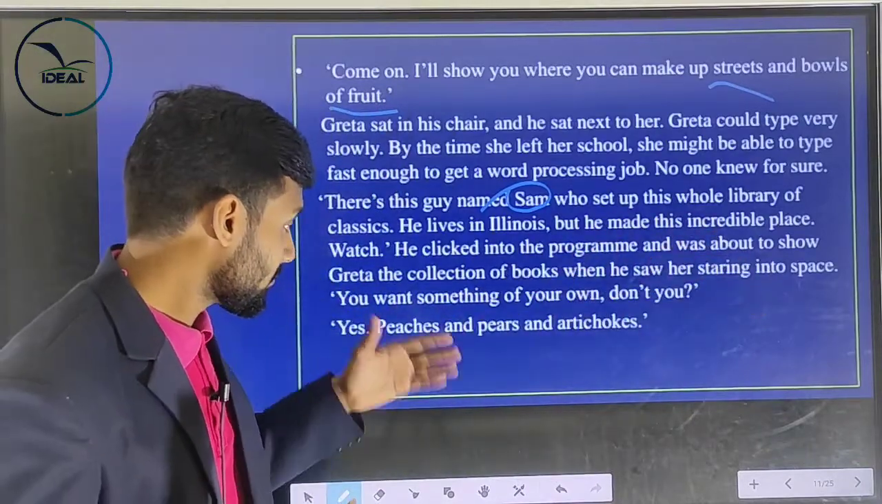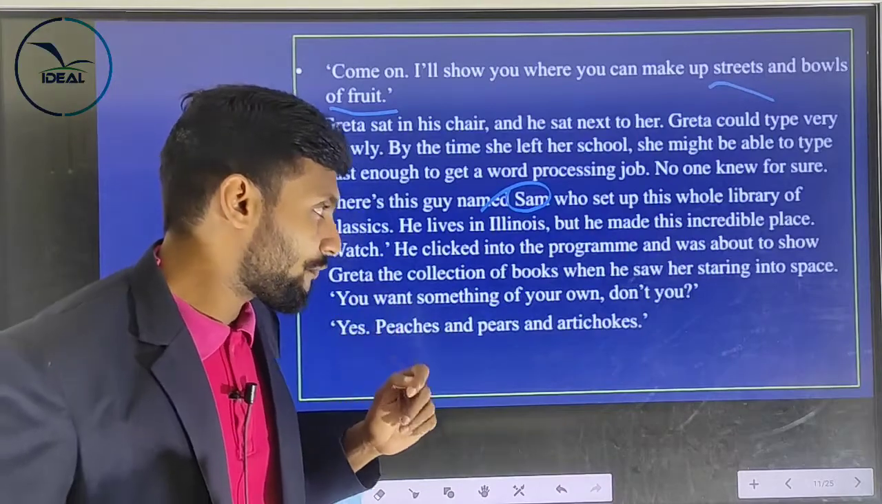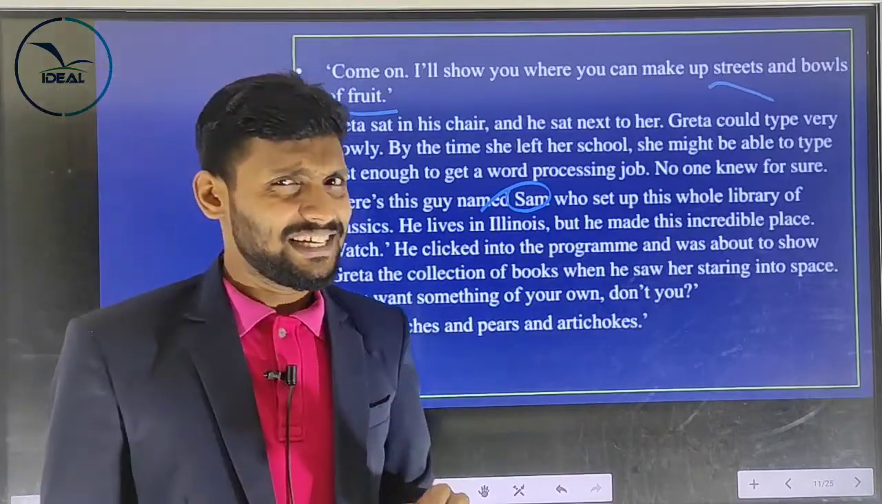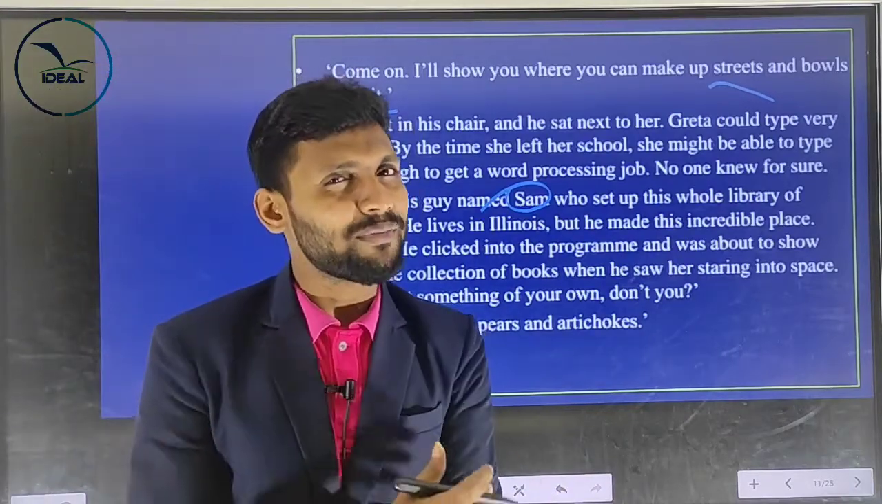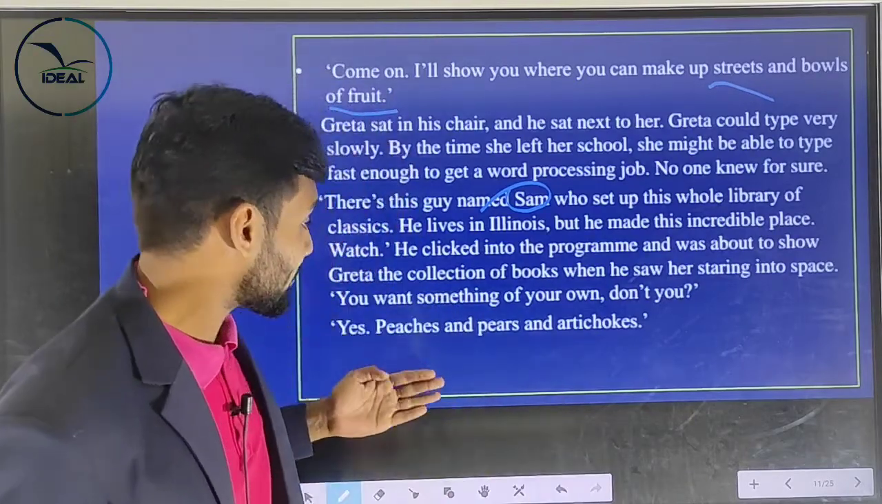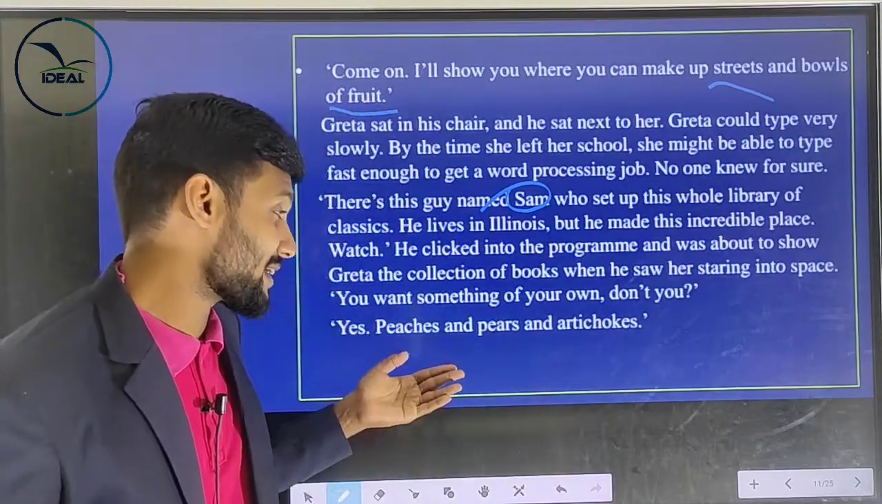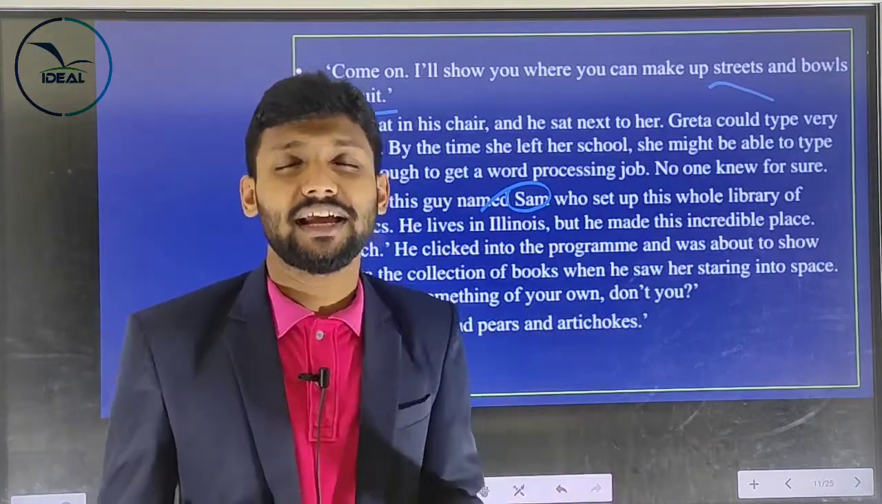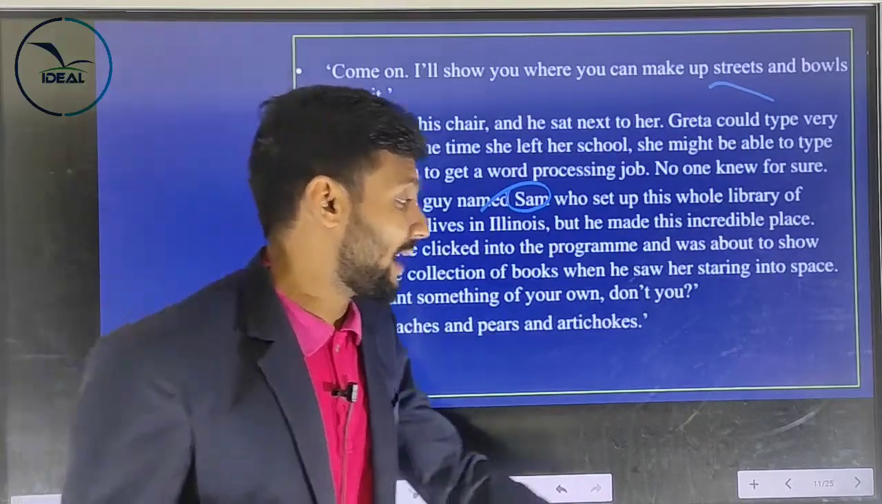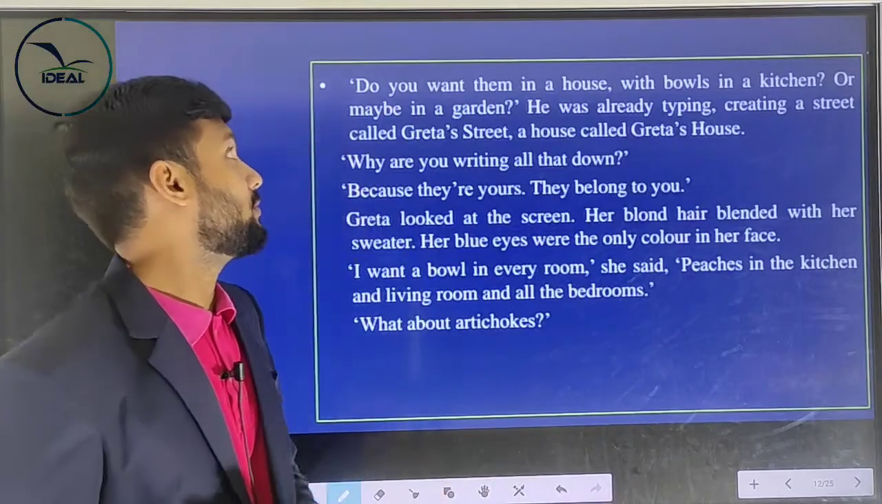Yeah, so look, staring into space, you want something of your own, don't you? Then father asked, don't you want something of your own, my dear Greta? Yeah, of course, I need, yes, peaches and pears and artichokes. I need all those fruits, peaches, pears and artichokes. I need all those things in my garden or in my room or in my bedroom, everywhere.